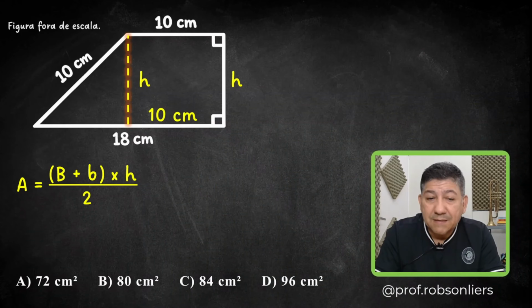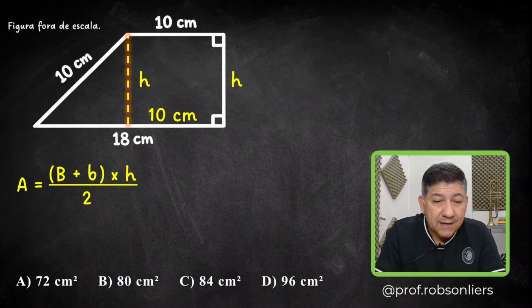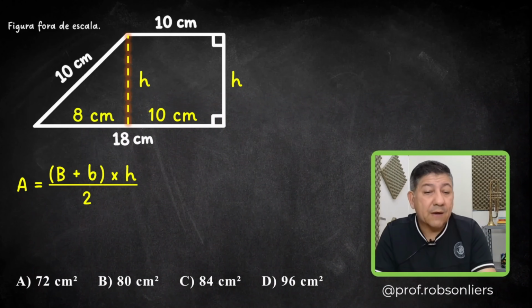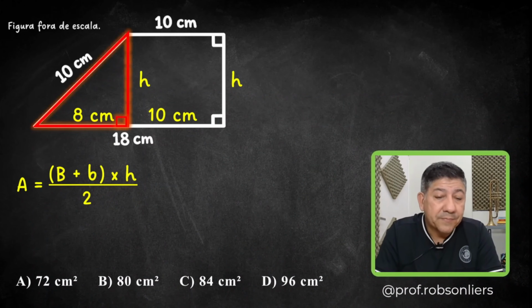If the total of this larger base is 18 centimeters and we already have 10 centimeters in this part here, how much is missing to reach 18? It's missing 8, right? So this distance here, look, is equal to 8 centimeters, all right? Now we can find the value of the height using the Pythagorean theorem in this triangle here. Notice that I have the hypotenuse, which is equal to 10 centimeters. We have one of the legs, which is 8 centimeters. We want to find the other leg, which is actually h, the height, all right?